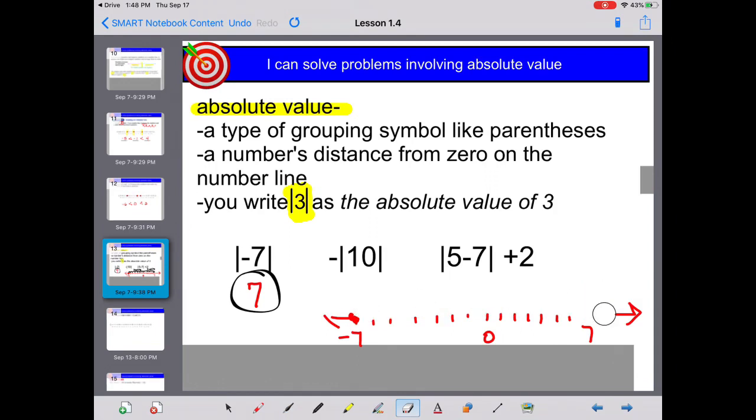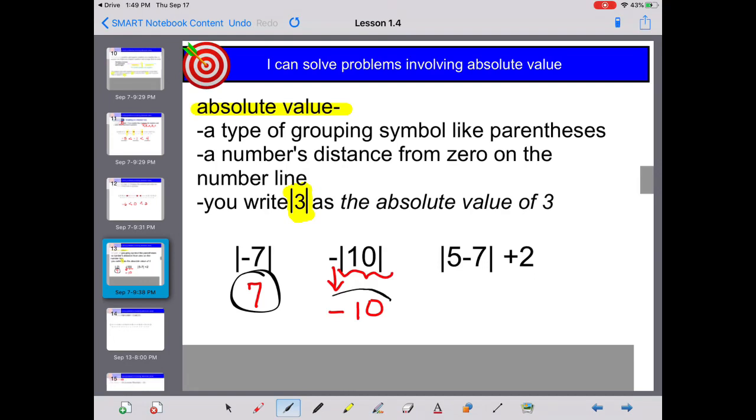Let's solve the next one. This one has a negative sign right here out in front. The negative sign kind of hangs out in front, and then we solve this. It's a grouping symbol. So what is the absolute value of 10? Use a number line if it helps, and count how far the number 10 is away from 0. You should see that it is 10 units away. So the absolute value of 10 is 10, and with the negative sign out front, the answer is -10.